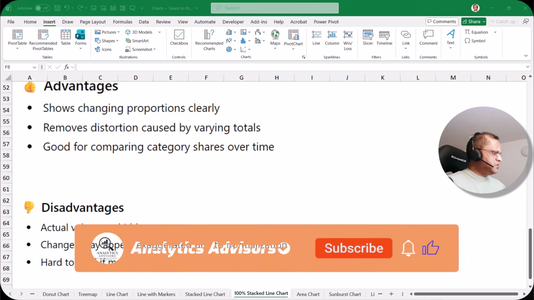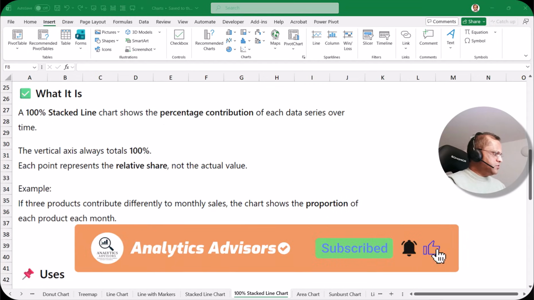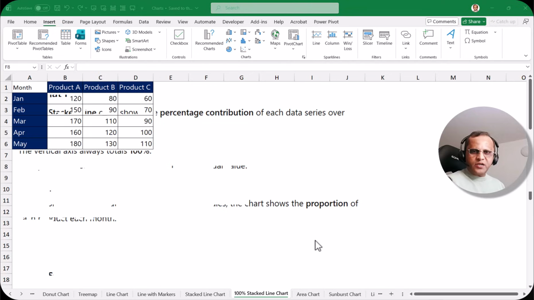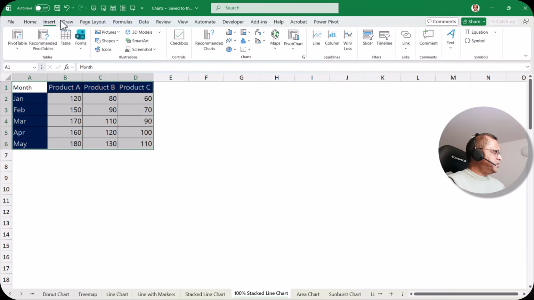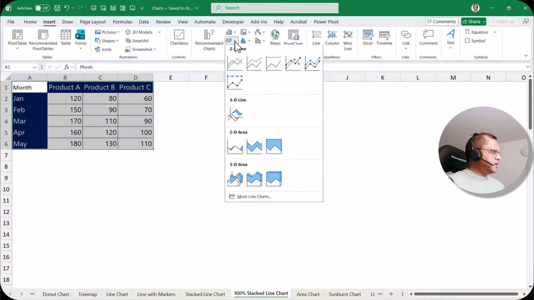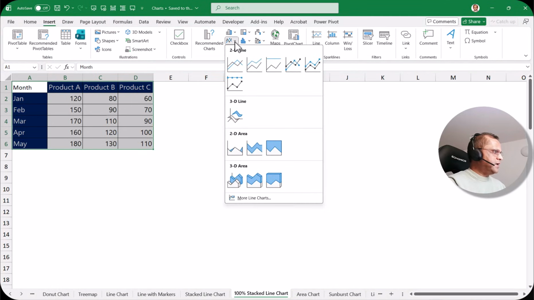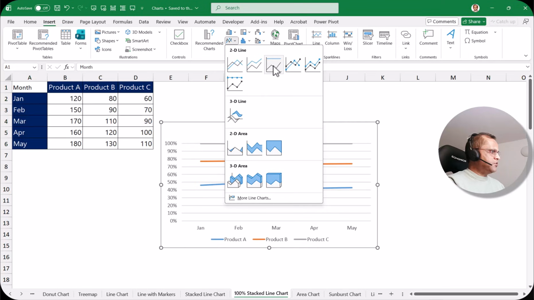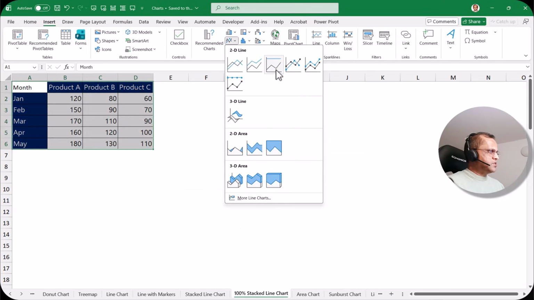Here we are able to see the advantages, disadvantages and uses of the 100% stacked line chart. Now let us practically create this chart. I select this whole table, then go to the Insert tab. In the Insert tab, I click this Line button. In the Line button, I will go for this option, which is known as 100% stacked line chart.